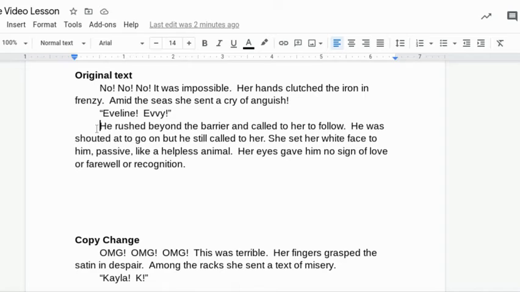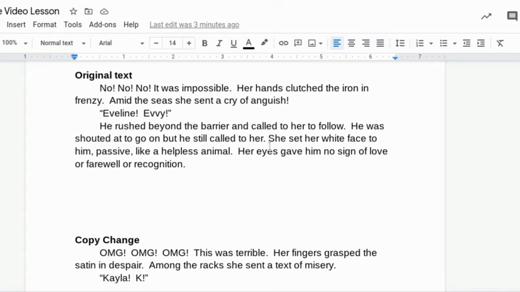Then we have the boyfriend doing an action. He rushed beyond the barrier and called to her to follow. He was shouted at to go on. So she tells him, go on, but James Joyce does not put that in quotation marks, but still he called to her. So now we have her doing an action.